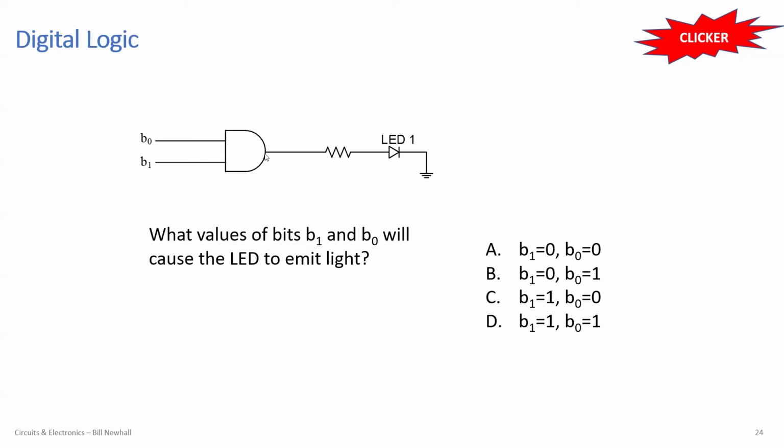So you have a logic gate. Here's the logic gate. You have two inputs, B0 and B1. The output of that logic gate is connected to a resistor and an LED. And then the cathode of the LED is grounded. So what values of bits B1 and B0 will cause the LED to light up?